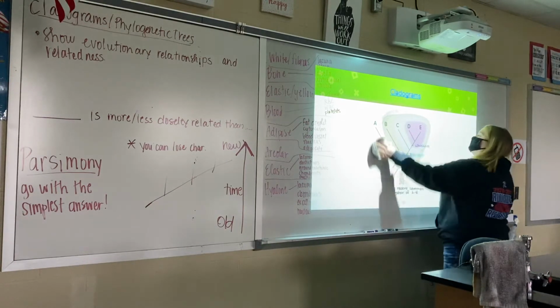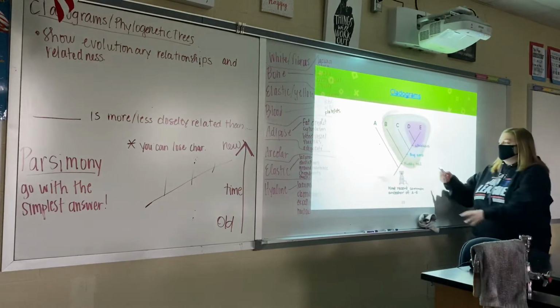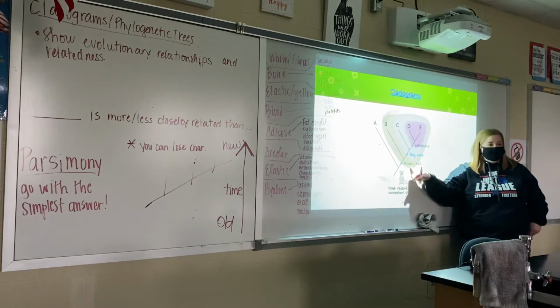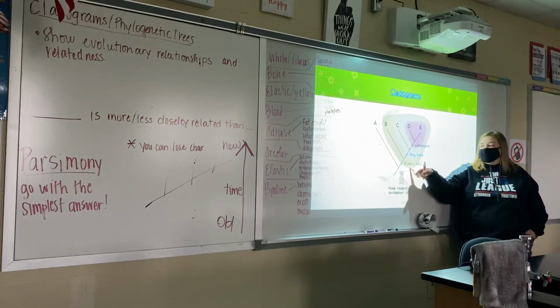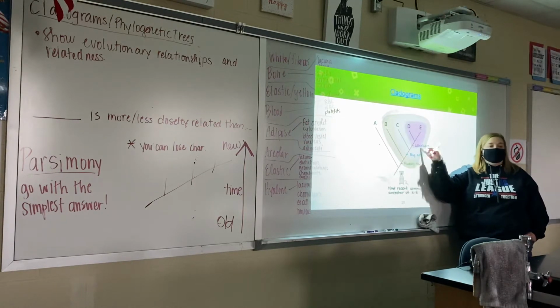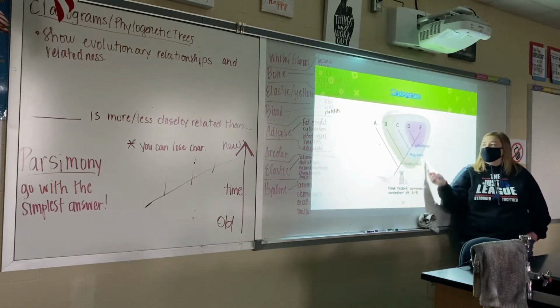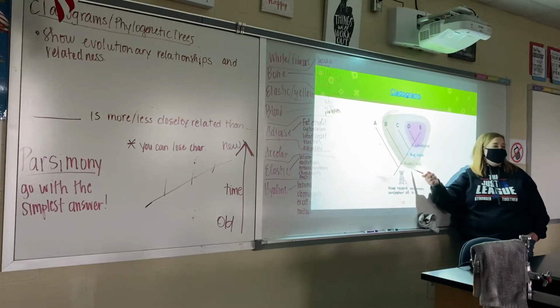Then another way to look at this that sometimes helps is in this green bubble. Everything in the green bubble has a fuzzy tail, including the guys that have big ears and the guys that have whiskers. Organisms B, C, D, and E are all in the green, therefore they all have a fuzzy tail.